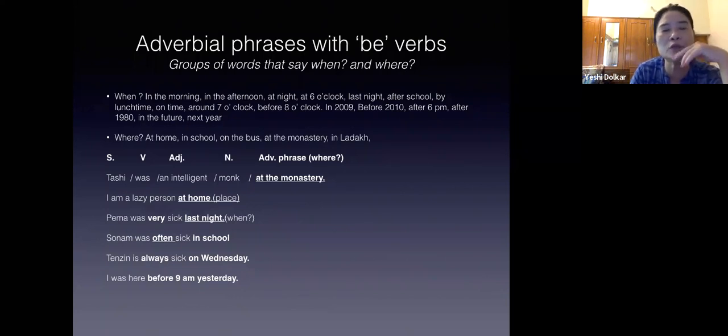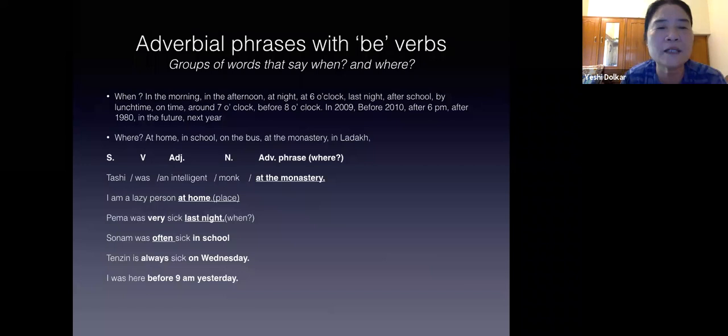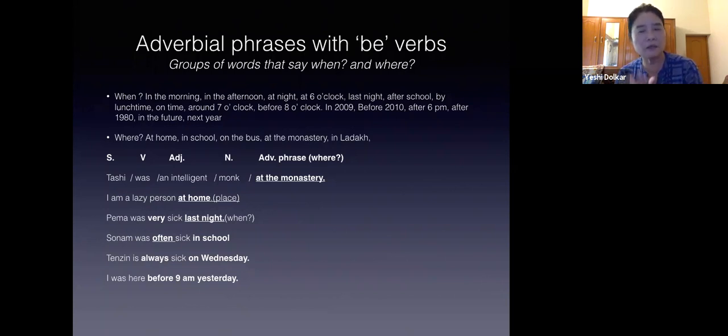So in the morning, in the afternoon, at night, at 6 o'clock, last night, after school, by lunchtime, on time, around 7 o'clock, before 8 o'clock, in 2009, before 2010, after 6 p.m., in 1980, in the future, next year, all these are adverbs showing time, but these are not words, these are phrases. These are also adverbs. In the morning.